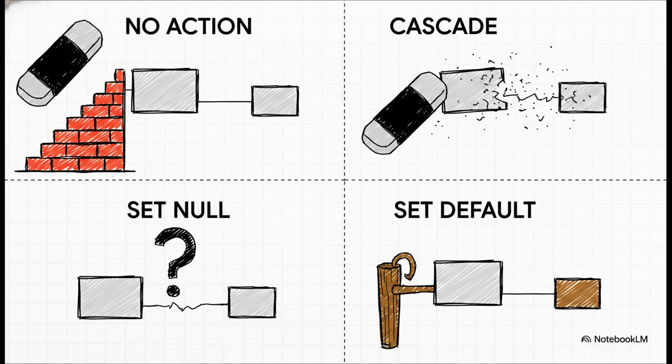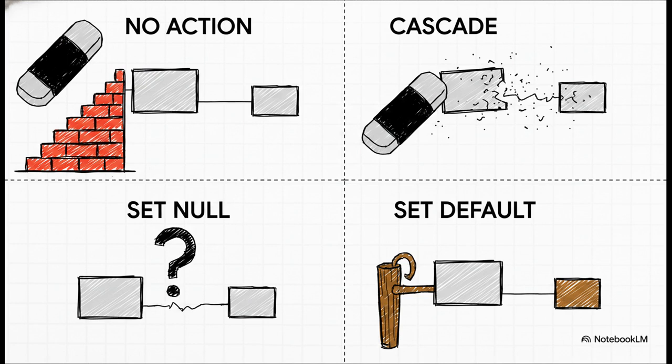Well, there are 4 vital strategies here. No action outright prevents the deletion from the parent relation if there are any referenced child tuples. Cascade automatically deletes all the referenced child tuples too. Now be very careful with Cascade. Misusing it could result in accidentally wiping out massive amounts of important data. Imagine firing a staff member and accidentally deleting all the rental properties they manage from your entire system. No way.